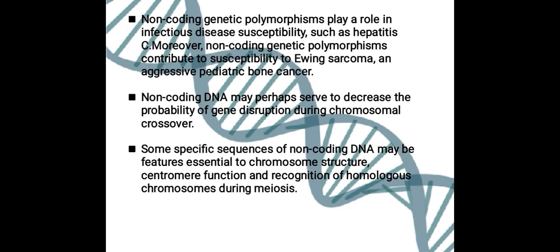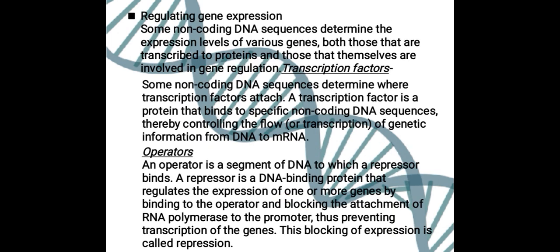Non-coding genetic polymorphisms play a role in infectious disease susceptibility such as hepatitis C. Moreover, non-coding genetic polymorphisms contribute to susceptibility to Ewing sarcoma, an aggressive pediatric bone cancer. Non-coding DNA may perhaps serve to decrease the probability of gene disruption during chromosomal crossover. Some specific sequences of non-coding DNA may be essential to chromosome structure, centromere function, and recognition of homologous chromosomes during meiosis.